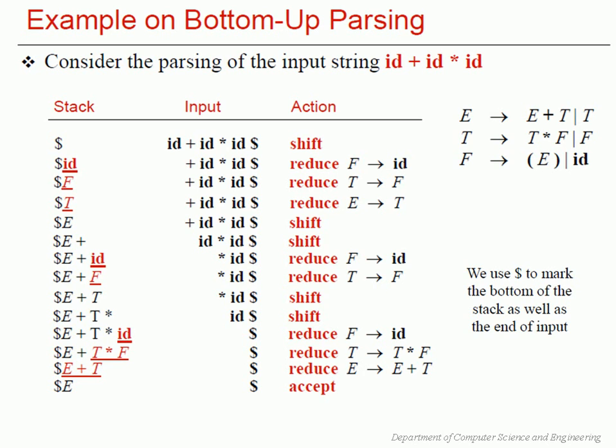So this is the way you do this shift reduce parsing, and this makes ID plus ID star ID a valid string for this particular grammar.